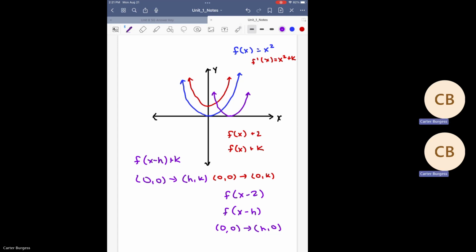Vertical plays nice, exactly what you'd expect. Adding shifts you up, subtracting shifts you down. Horizontal plays mean, you have to fight against horizontal. So if I'm being pulled to the left, I have to drag myself to the right.